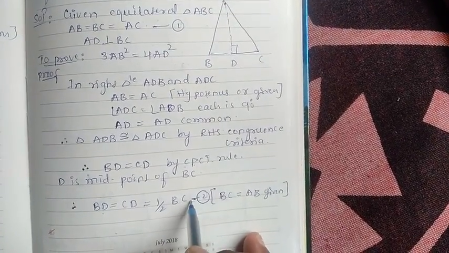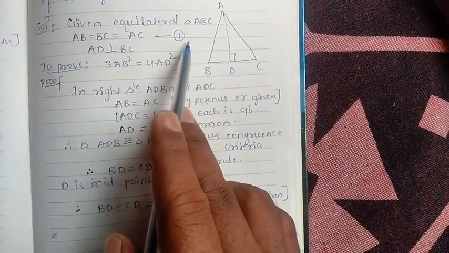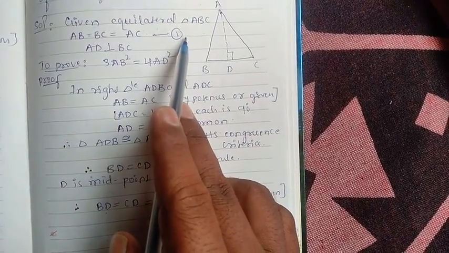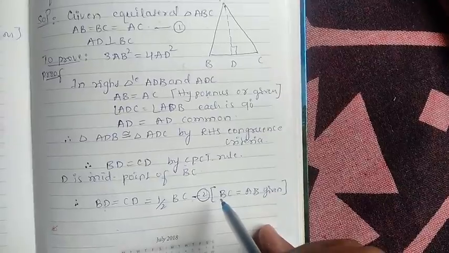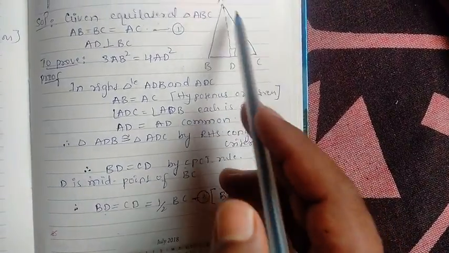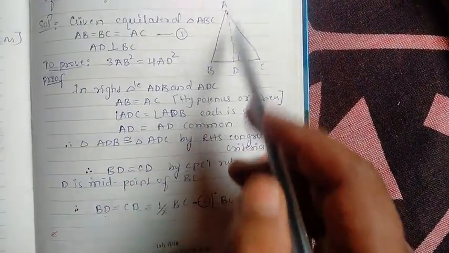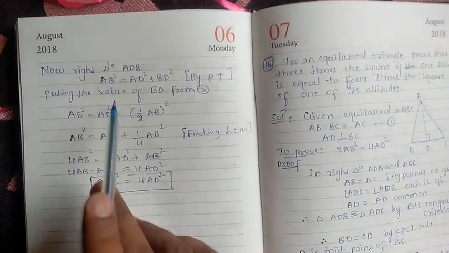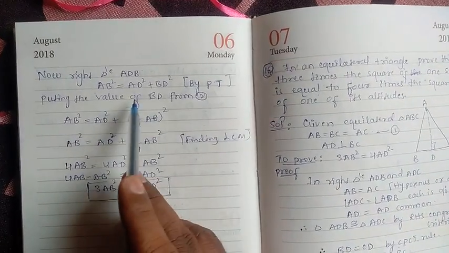Correct children. So give this equation 2, and given is equation 1, three sides of the equilateral triangle. So BC is equal to AB. They given already equilateral triangle, BC is equal to AB. Now in right triangle ADB.